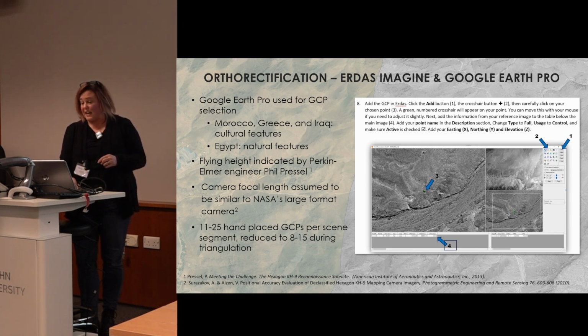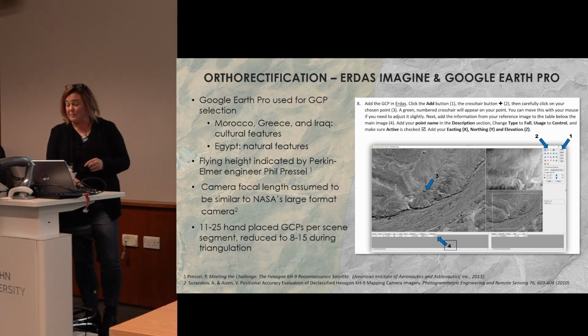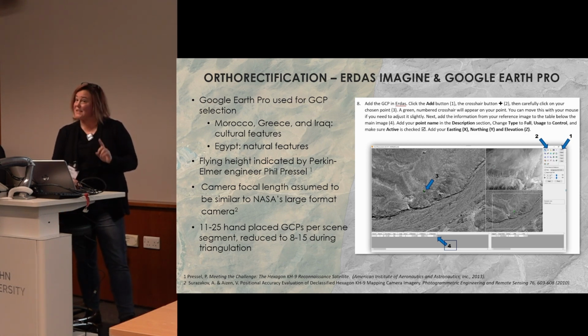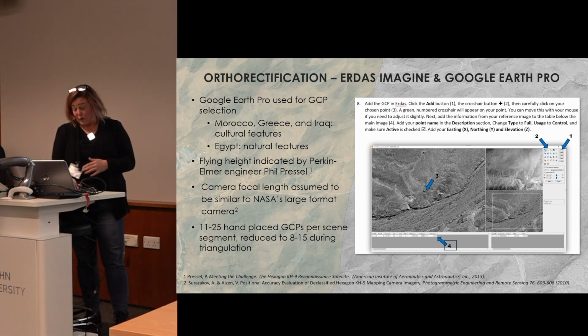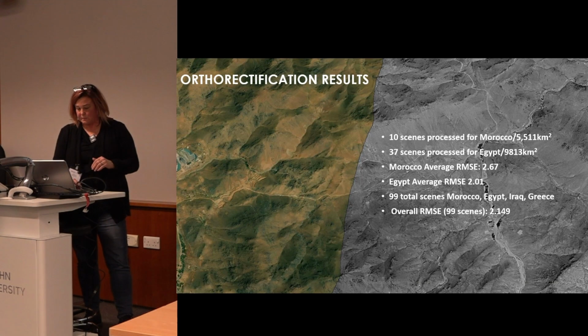The still classified camera model was assumed to be very similar to the later large format camera system carried on board the space shuttle, because this was the next camera that was developed by the same company, Perkin-Elmer, that developed Hexagon's camera. And it turns out that assumption was correct. So ERDAS and the assumed camera parameters allowed for photogrammetric orthorectification with a minimum of hand-placed control points and low root mean square error, which should be below 3 for best accuracy.